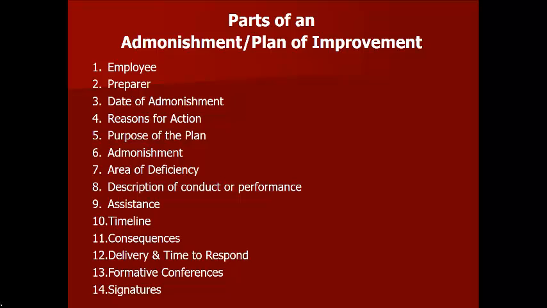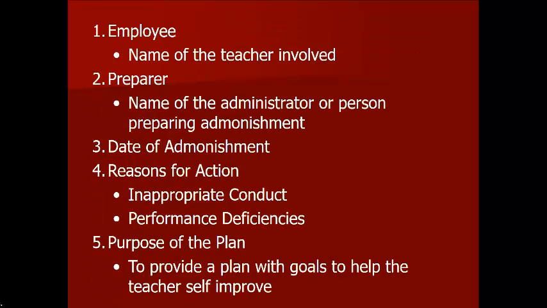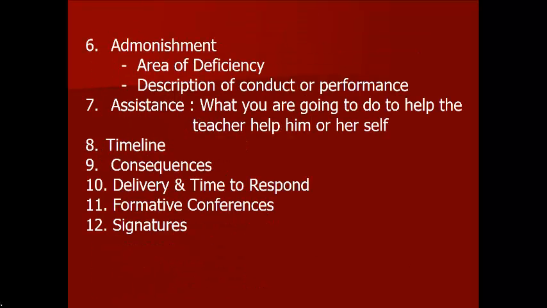So the things that go into an admonishment plan, these are the areas that you see in your plan of improvement. The employee, the preparer, most likely the principal, the date, the reasons, the purpose. The admonishment is saying you have until this date to correct this or you may lose your job. The area of deficiency, the description of the conduct or performance desired, it should say desired out there. Assistance provided, the timeline, the consequences, the delivery, formative conferences, and finally signatures. And so I'm not going to go again through all this.